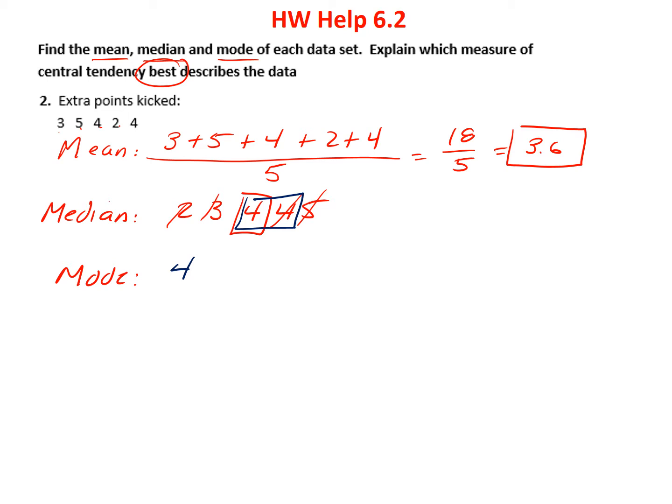Which one would be the best? In this case, since there's no outlier, it's pretty symmetrical, the best would be the mean. Although notice the mean and the mode are the same. But typically we use mode for things that are non-numerical. So I would say the best is probably the mean.